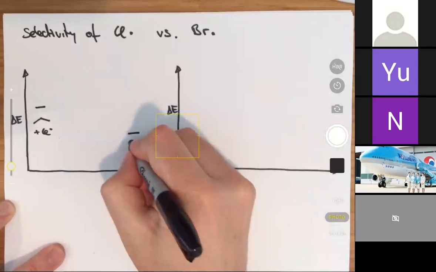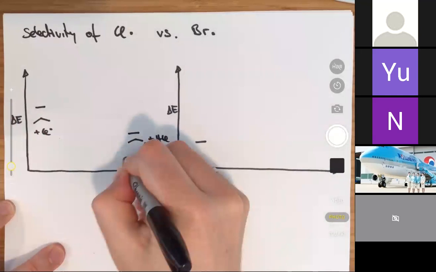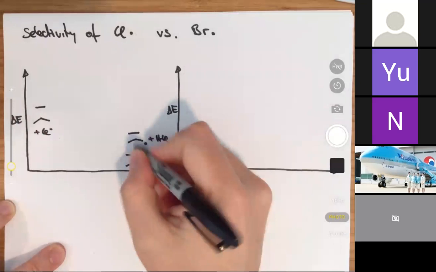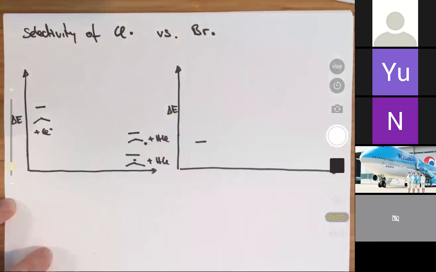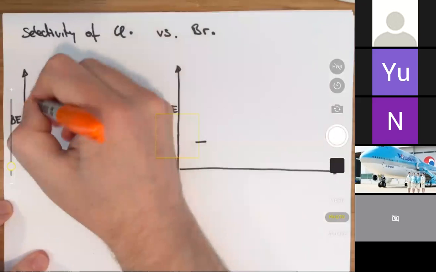One is basically the primary radical plus HCl. And the other species that you can expect is the secondary radical. This, of course, is lower in energy because it's more stabilized, plus HCl. Now, the transition state that you have to get through is, of course, higher for the primary.